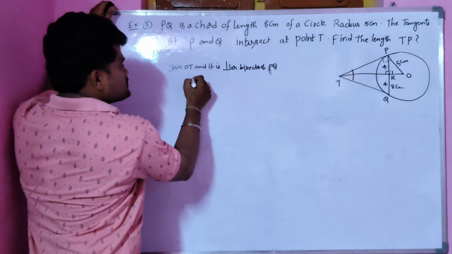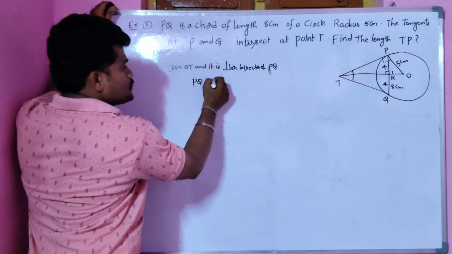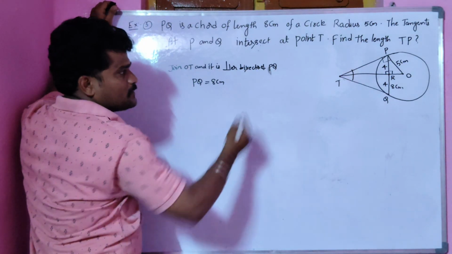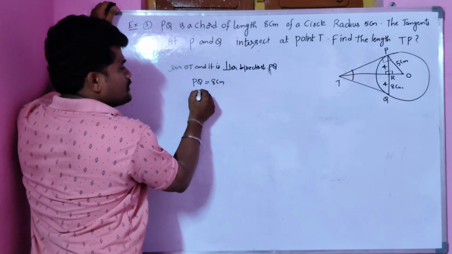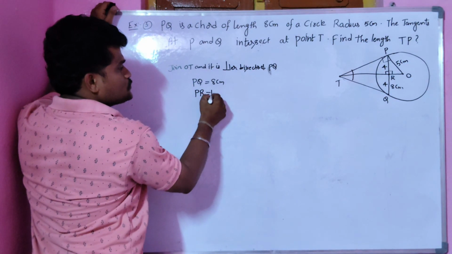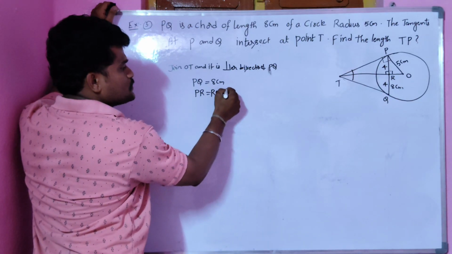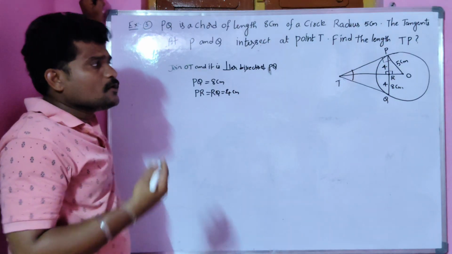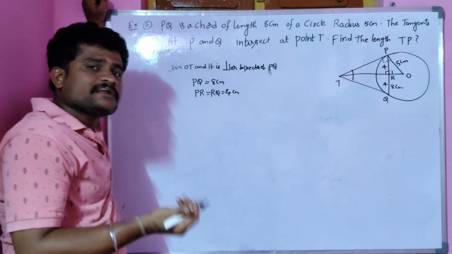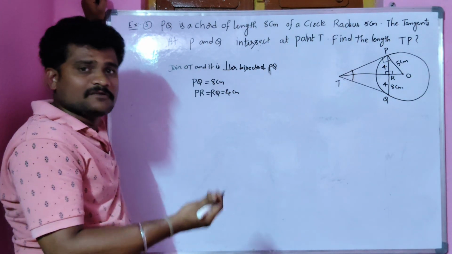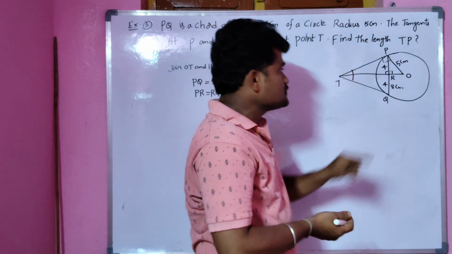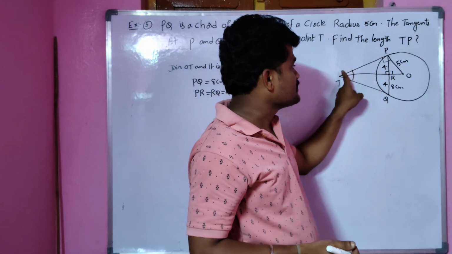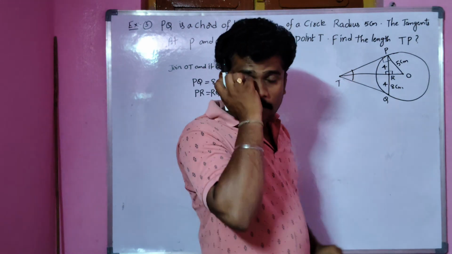Then we consider first PQ is equal to 8 centimeters, they have given. Then by drawing OT, it divides into two equal parts. The two equal parts are PR, which is equal to RQ, which is equal to 4 centimeters. So it is divided into two parts. Now I'll select one right angle triangle at a time, and I will find the remaining values. So first, you can see here we have one right angle triangle. This is another right angle triangle. The whole thing is another right angle triangle.